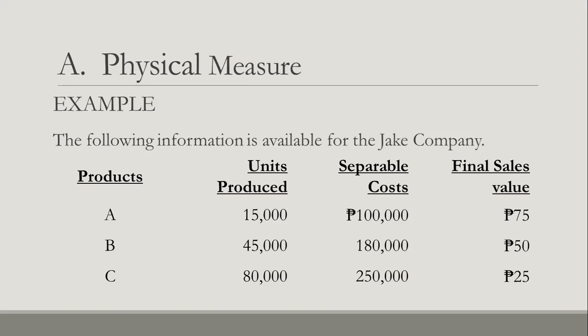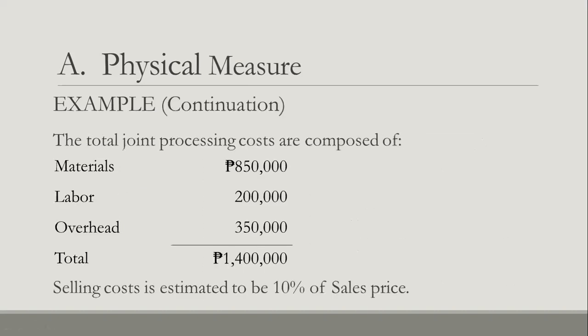What is important here is that we should know the total units produced. For the example, the total units produced is 15 plus 45 plus 80, which is 140,000 units. And it states here that your total joint cost in producing products A, B, and C amounted to 1.4 million: materials amounting to 850, labor 200, and overhead 350. There's a caveat here which says that selling cost is estimated to be 10% of sales price. Again, we will not use this in your physical measure method.